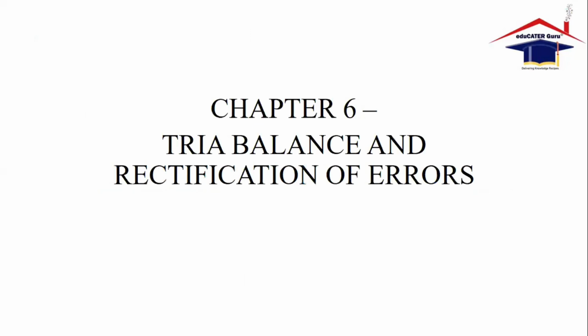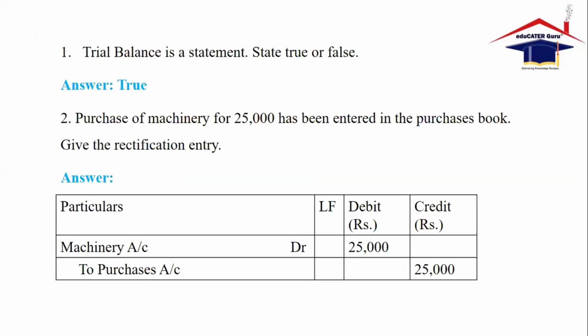Next, chapter 6, trial balance and rectification of errors. First one, trial balance is a statement. State true or false. Yes, it is true. It is a statement showing the debit balances and credit balances of all the accounts of the business.